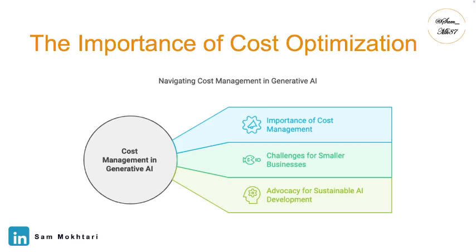Smaller companies like startups may just be priced out of using AI entirely, or it may limit the transformative potential for large corporations. Also, we have this theme around sustainable AI development. This means creating applications that perform well while being cost efficient and environmentally responsible. For example, focusing on energy efficient computing and optimizing resource usage can help balance innovation with practicality.